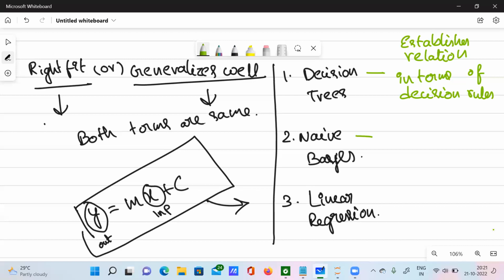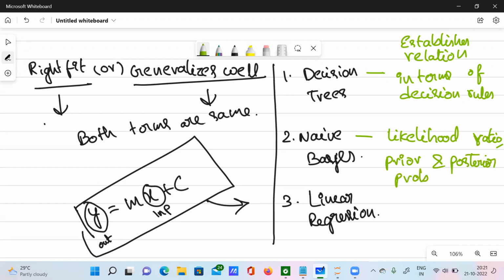Okay, now if you look at the naive bayes, what happens, it establishes a relation between input and output variables with the likelihood ratio and prior and posterior probabilities.